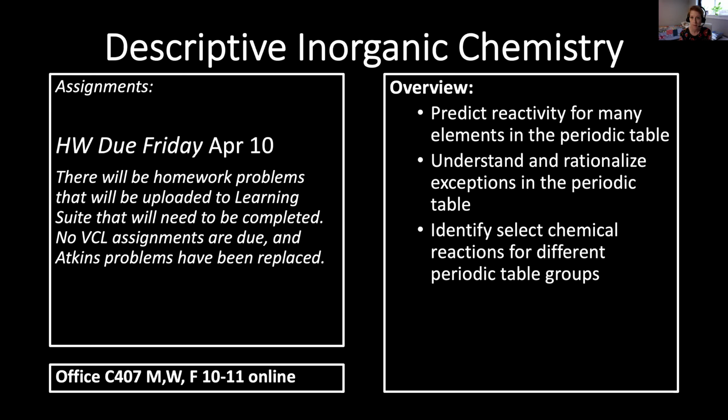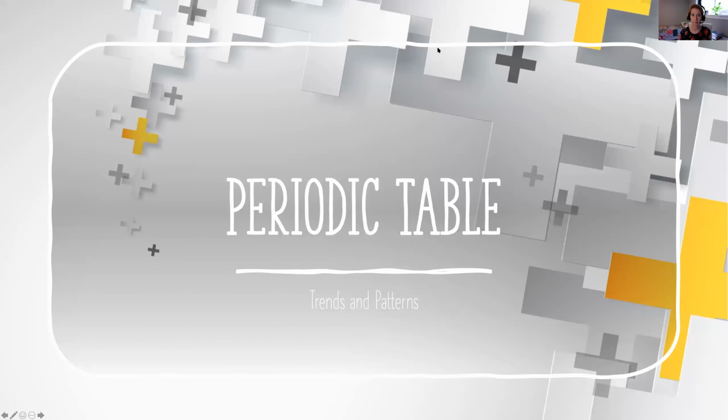So the overview for this section is to predict reactivity for many elements in the periodic table, to be able to understand and rationalize exceptions in the periodic table, and then also to identify select chemical reactions for different periodic table groups. So that's the general overview.